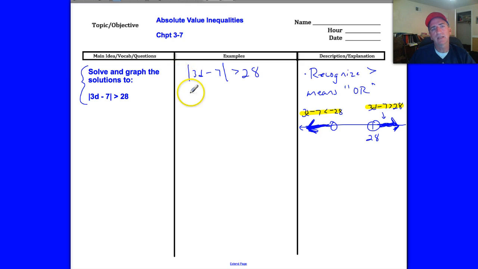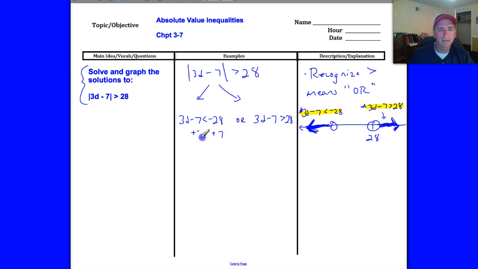Again, you have to have this isolated down to the absolute value like we did right there. So you now have 3d minus 7 is, I'm going to do this one first, less than negative 28, or 3d minus 7 is greater than 28. So I did this one first, then I did this one. Now you're just going to solve both of these problems here.